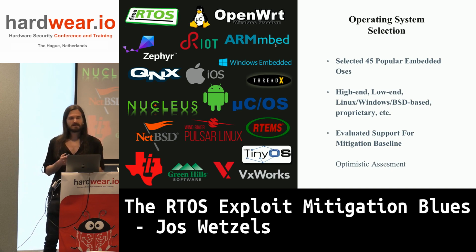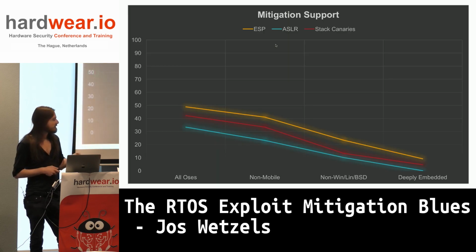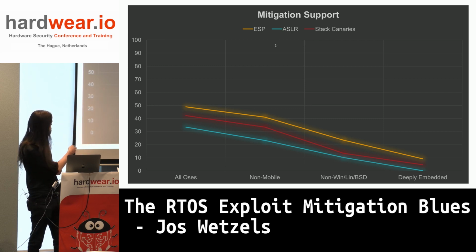And keep in mind that this assessment is an optimistic one, so if a mitigation was present and supported only for one of the architectures the operating system supports, then I marked it as present, even regardless of implementation quality. So here you can see the overall trend, and we can see that even if we consider all the operating systems in the selection together, that support is already quite flaky, topping out at 50% at most.